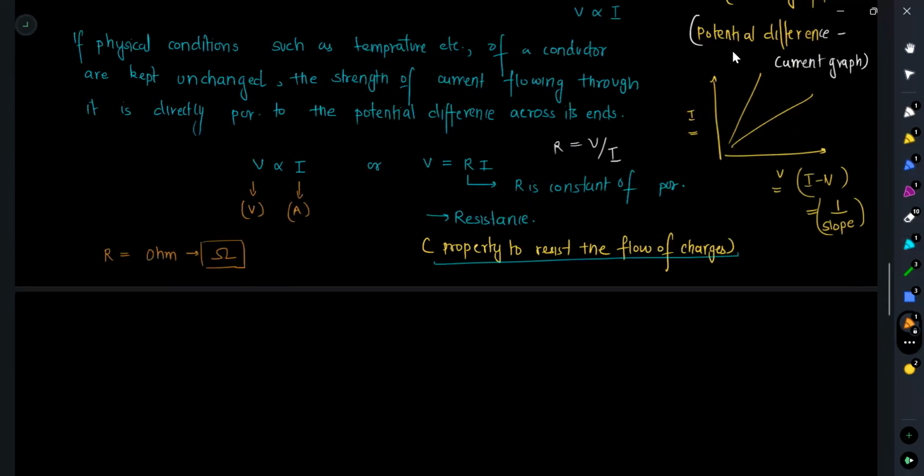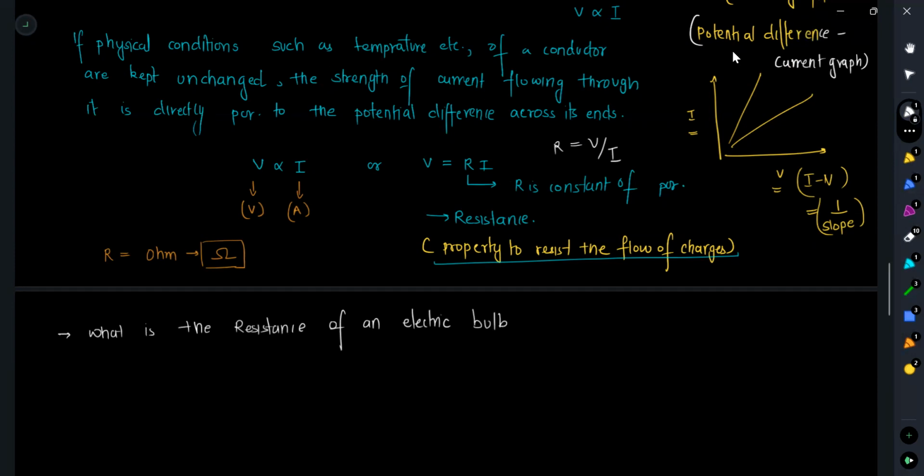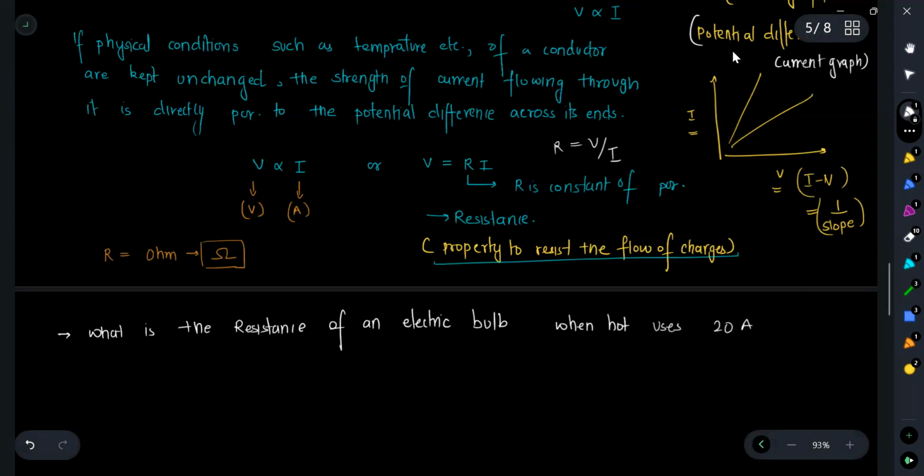Okay, let's try a few numericals on this concept. So let's see, the first one is: what is the resistance of an electric bulb when hot, which uses 20 ampere, connected to a 220 volt supply line.